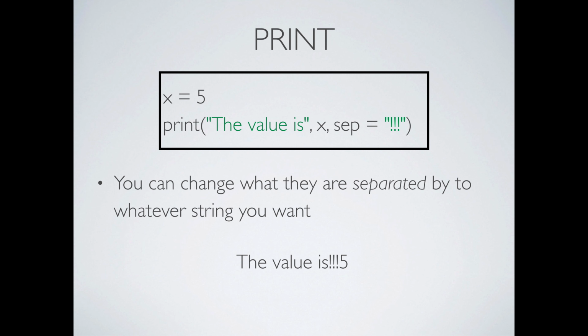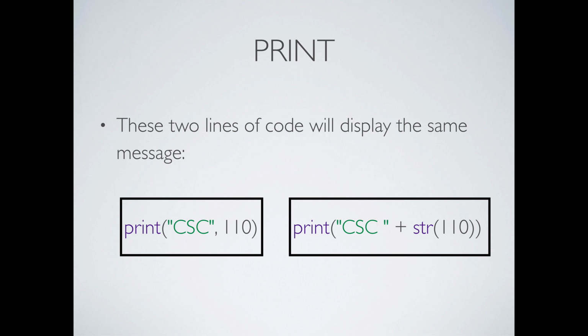And the last thing I want to talk about in today's video is that these 2 lines of code will display the same message. The 2 lines of code look a little bit different, so let's look at this first one. It's printing two different items. It is printing the string CSC and then the number 110, the integer specifically 110. Again, by default, that comma means it'll come out with a space in between the two of them.